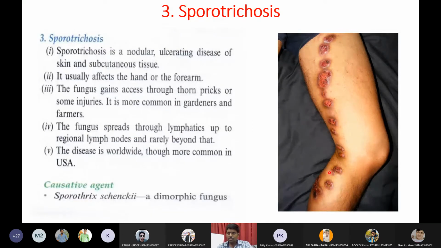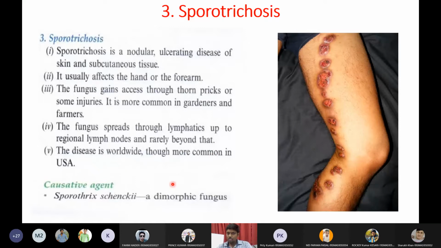So all the lymph nodes were infected by the sporotrichotic fungi. That is why in all the lymph nodes you will see ulcers. This disease is present everywhere worldwide, and it is very common in the USA particularly.